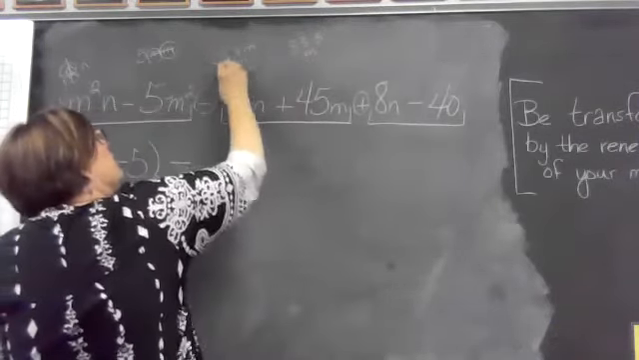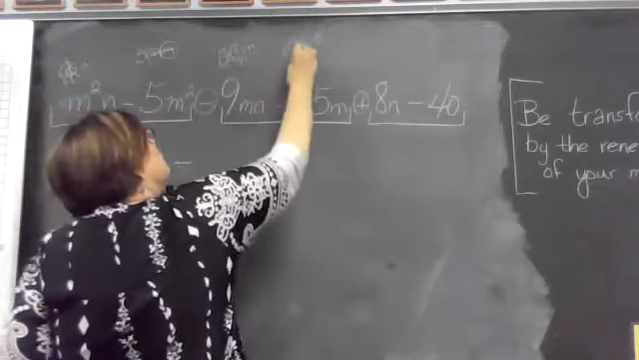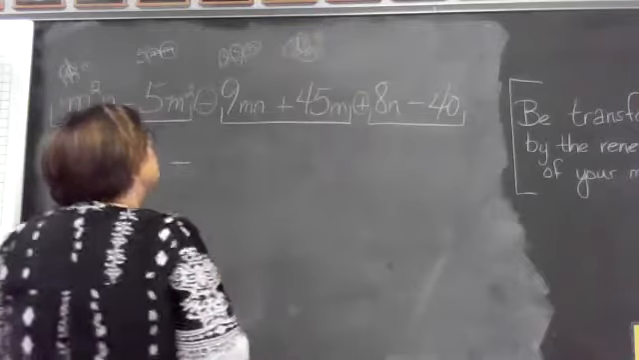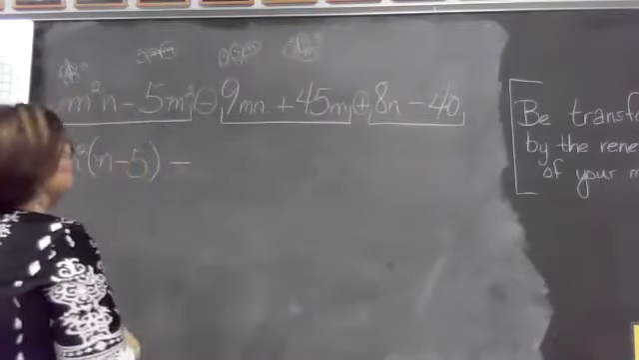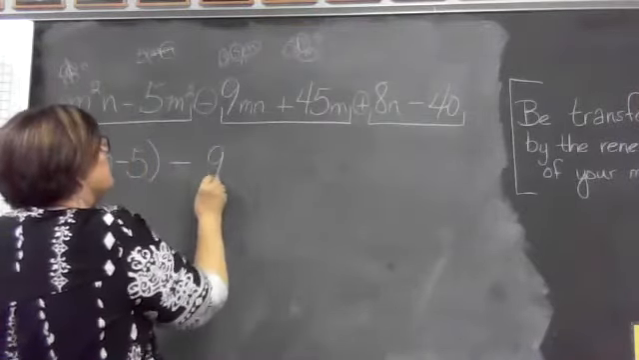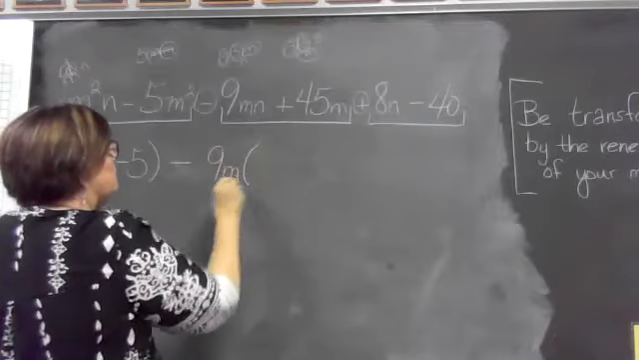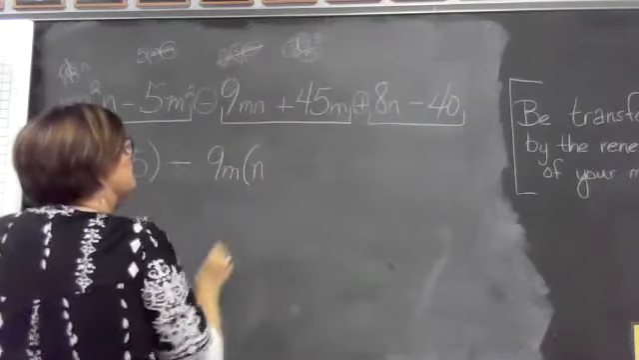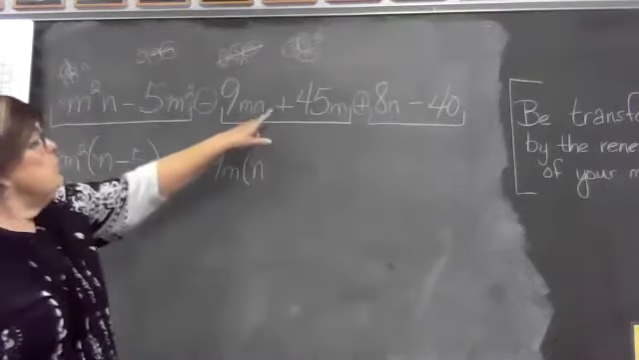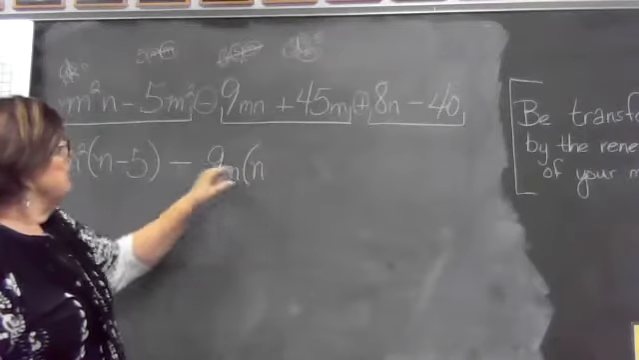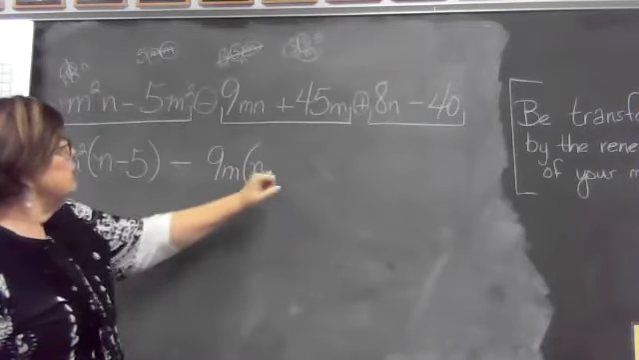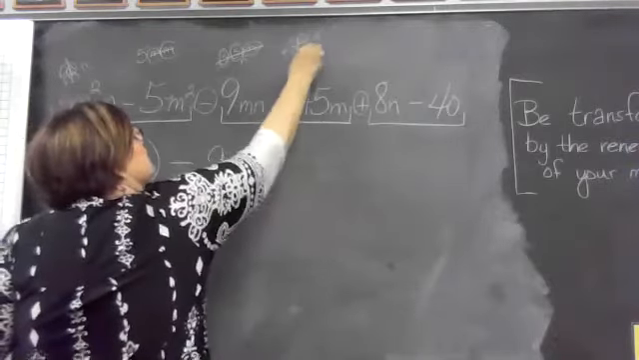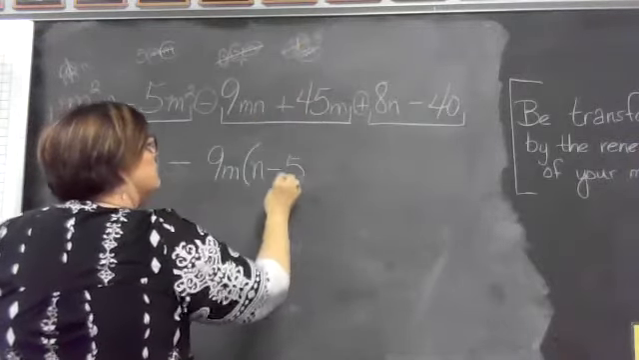So my common factor is the 3 and the 3 and the M. So I have 9M is my greatest common factor. When I divide that out, I have an N left. Now remember, we would put a plus here, but this minus tells us to change it. So I have to use the opposite sign, and I have a 5 here.